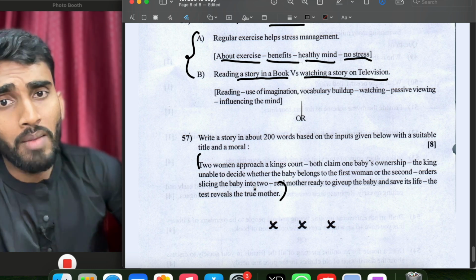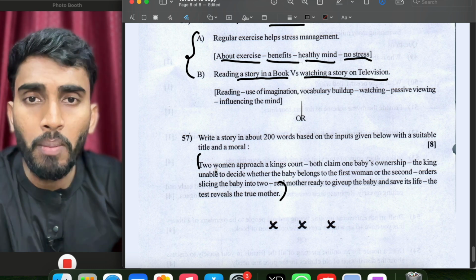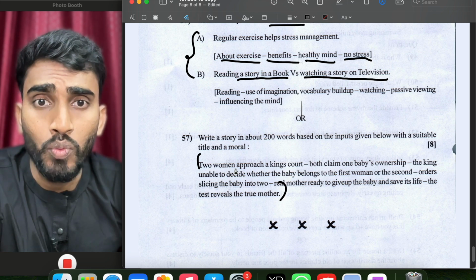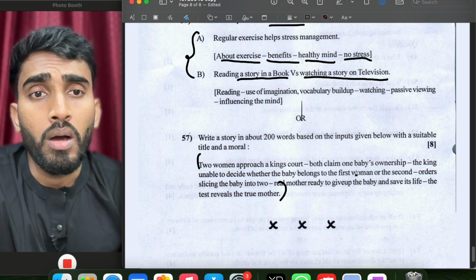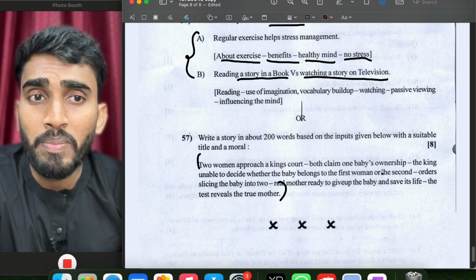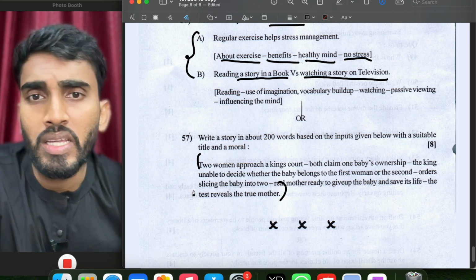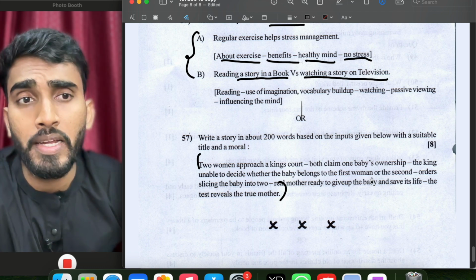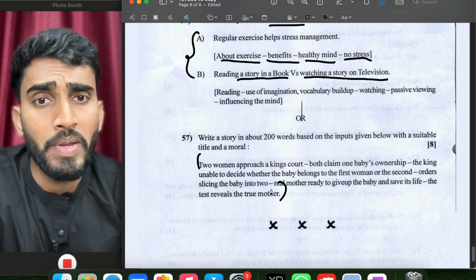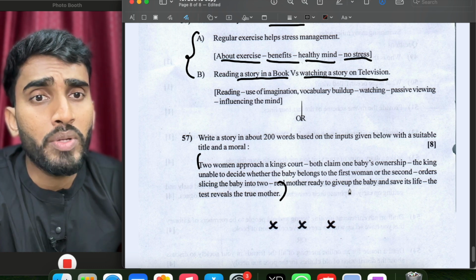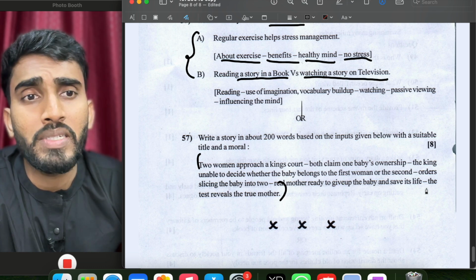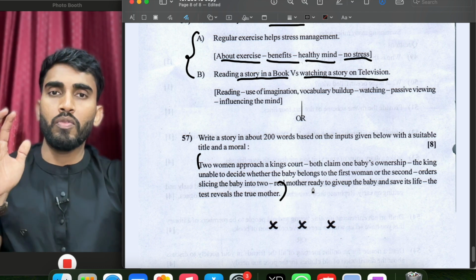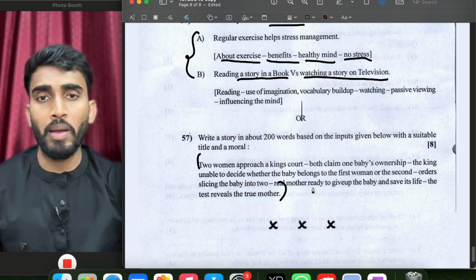Here this is one type of question where the complete outline of the story is given from the start to the end. That is, two women approach a king's court, both claiming ownership of one baby. The king, unable to decide whether the baby belongs to the first woman or the second, orders slicing the baby into two. The real mother is ready to give up the baby and save its life. The test reveals the true mother.